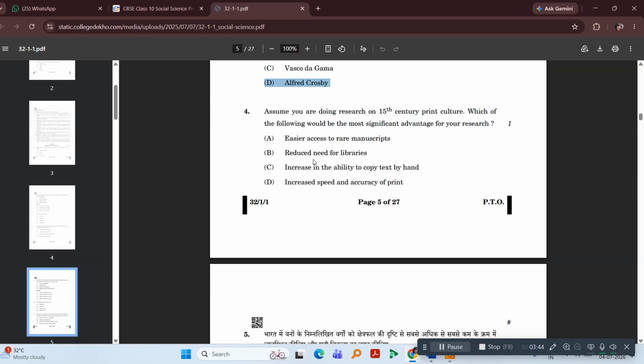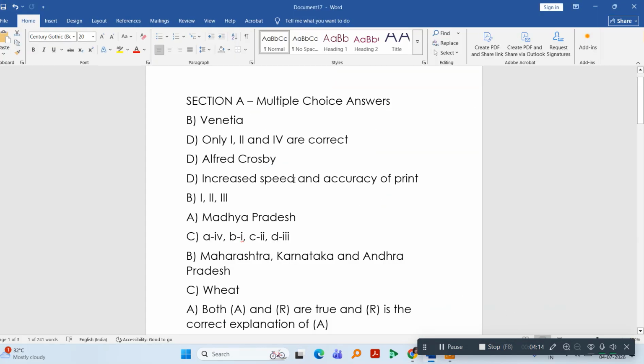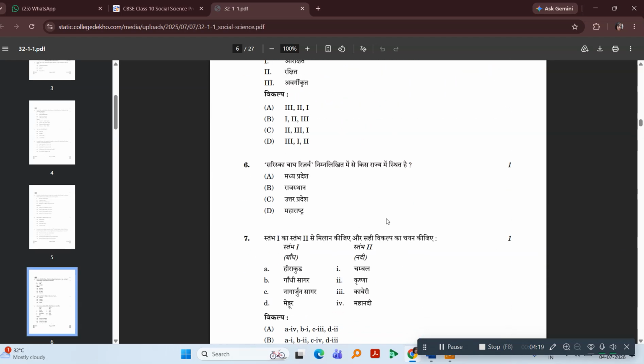Let's move on to the fourth question. Assume you're doing research on the 15th century print culture. Print culture is a very important lesson in history. Which one of the following would be the most significant advantage of your research? Is it A, easier access to rare manuscripts, reduced need for libraries, increase in the ability to copy text by hand, increased speed and accuracy of print? The correct answer is increased speed and accuracy of print. Let's move on to the next question.